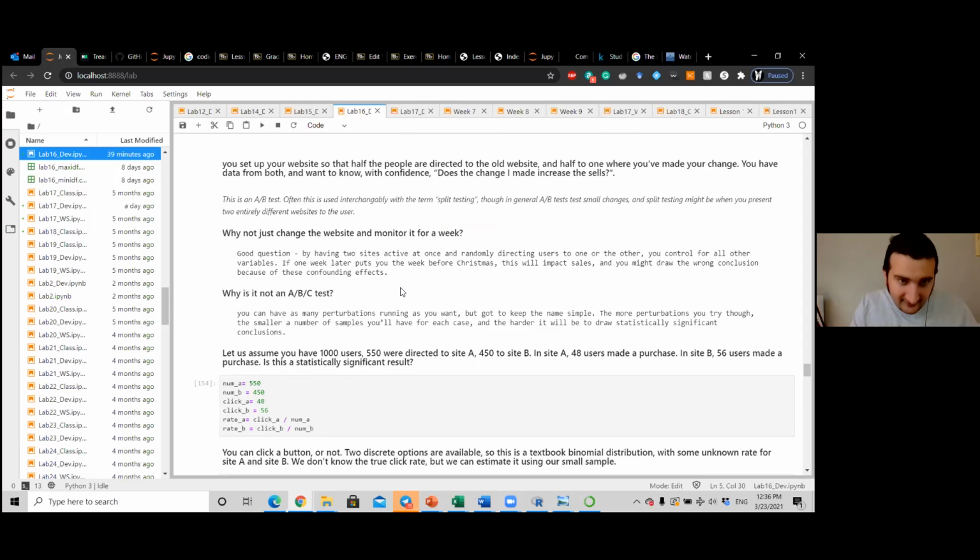Yes, you can. You can have as many alternatives as you want, but first of all, they wanted to keep the name quite easy and simple. And also, when you increase the number of alternatives, it will be hard to maintain the fairness of the test. It will be more difficult to draw statistically significant conclusions.